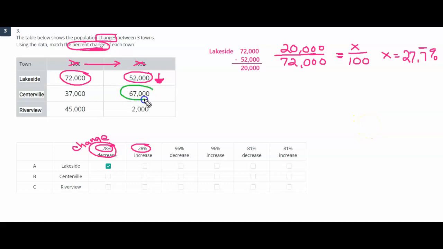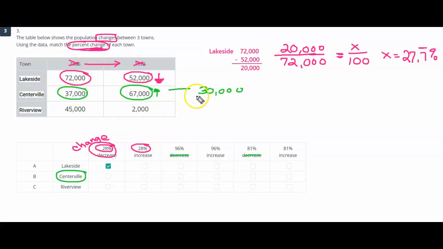We're going to take 67,000 minus 37,000. Answer of 30,000. So I take the old and the new and I subtract the two. I get 30,000. Now let's keep in mind, this is what kind of problem? Is it an increase or a decrease? It's going up. It's going from 37,000 to 67,000. So that's going to be an increase. So when we're looking at Centerville, make sure that for Centerville, you do not put a decrease down. It can't be those two because it's going up.